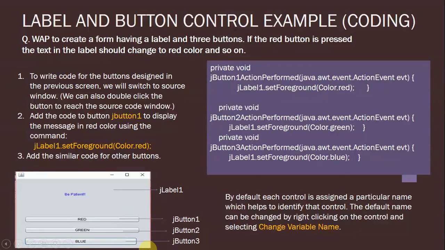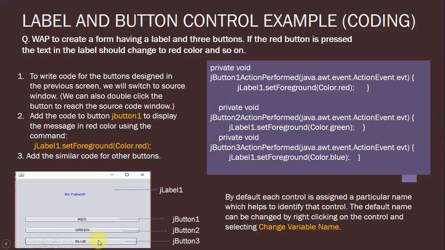We have already discussed that you can run your program using the Run option present on the menu bar, or you can press Shift F6 to run your program. When you run, you can see this is the output screen which will appear, and when I press the blue button, you can see here the blue button has been pressed. It looks quite different from the other two buttons because it is in pressed mode.